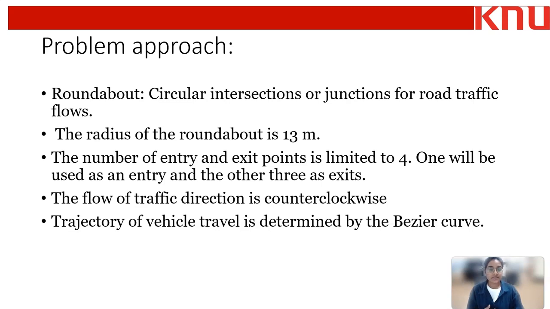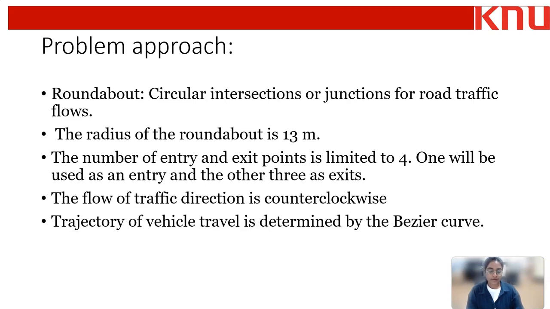A roundabout is a circular intersection or junction for road traffic flows. The radius of the roundabout is 13 meters. The number of entry points and exit points are limited to 4. One will be used as the entry and the other 3 are exits.